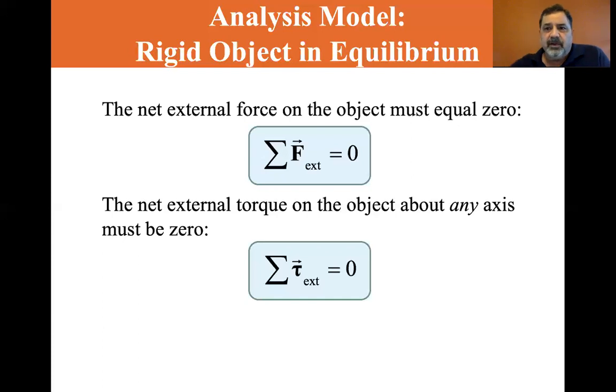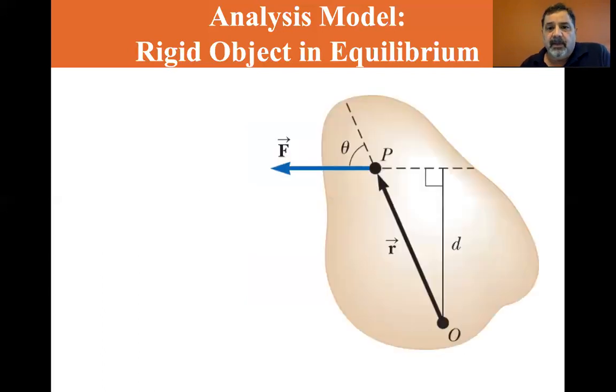So the two things required are this: the sum of the external forces equals 0, and the sum of the external torques must be equal to 0 for there to be equilibrium. Okay, so we have here a device. There's a force and a radial arm, so that produces a torque. Torque is equal to R cross F, the cross product of R and F.